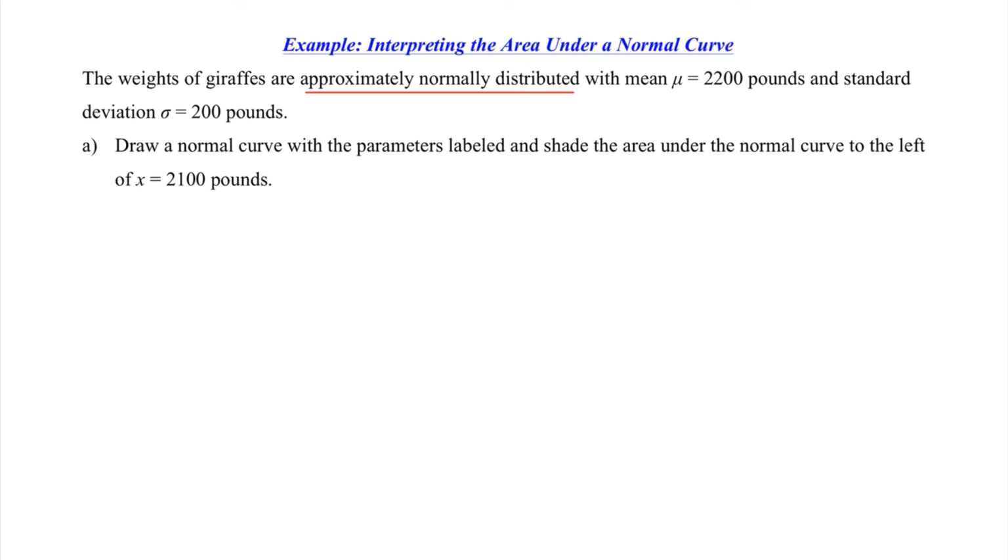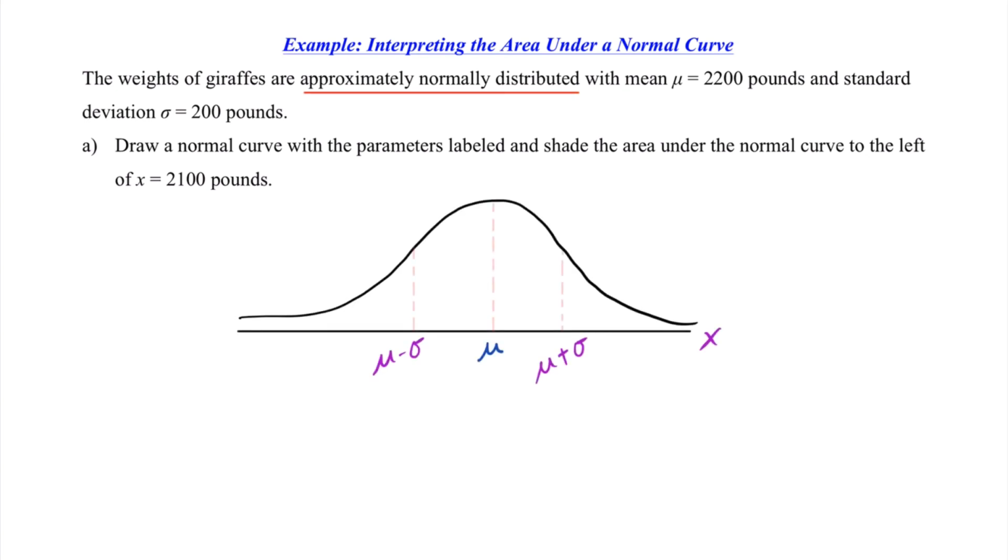They give us the mean of 2,200 pounds and the standard deviation is 200 pounds. We need to draw a normal curve with the parameters that they gave us, and then we want to shade the area under the normal curve to the left of the value of x being 2,100 pounds. Well, one more time, that means the first thing we're doing is drawing that normal curve, since we have a distribution that is approximately normal.